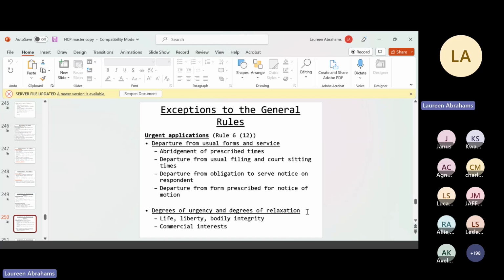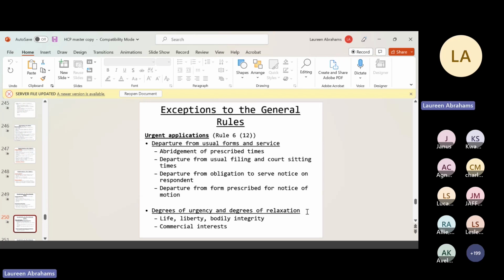And you will have to tell the judge, if I don't get the order now, then this and that will happen. And usually if it's life or liberty that is at stake, that is very urgent. If somebody's going to die, if a house is burning, it must be put down. That is very urgent. If it is a commercial interest, you're going to lose money or whatever, that is not so important. You can always claim money back.